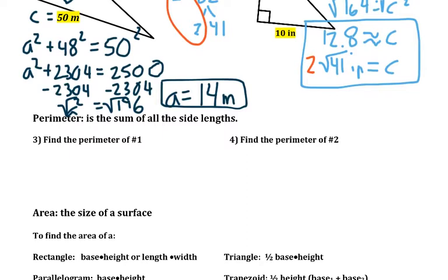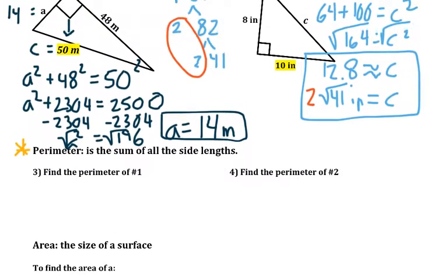Here is a little note. It says perimeter is the sum of all the side lengths. So number 3 says find the perimeter on number 1. We're just going to add all the side lengths together because we're finding the sum. So we have 14 plus 48 plus 50. And if we add all of those together, we get 112 meters. Again, we're including our units.